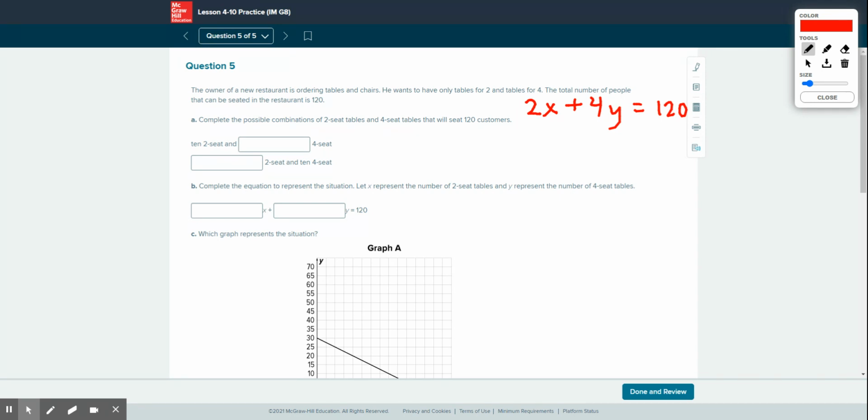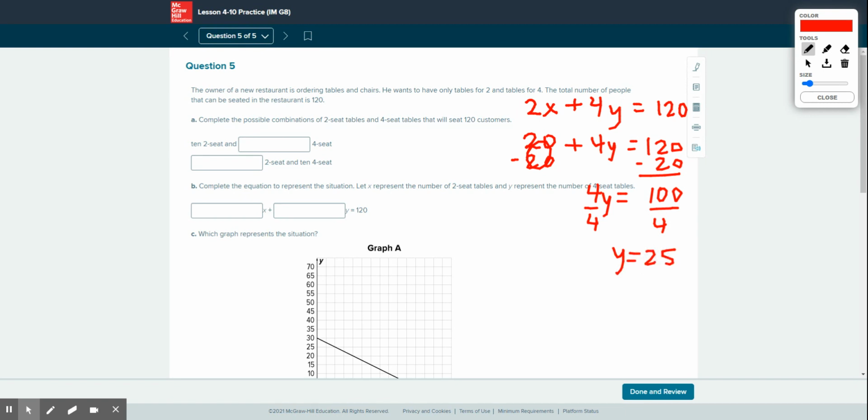So if we had 10 2-seat tables, that would make for 20 customers. So how many 4-seat tables do we need? Well, then we just solve for y. Subtract 20 from 120, which gives us 100, and then divide by 4. So we would need 25 4-seat tables.